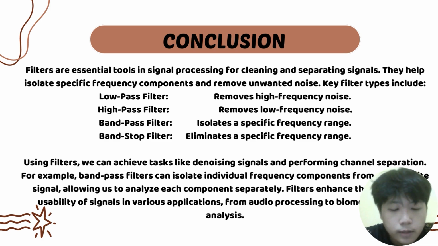The band pass filter isolates a specific frequency range, allowing only that range of frequencies to transmit. And the band stop filter eliminates a specific frequency range, which we don't want, so we just reject it. Using filters, we can achieve tasks like denoising signals and performing channel separation.